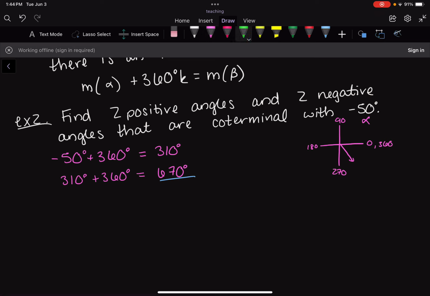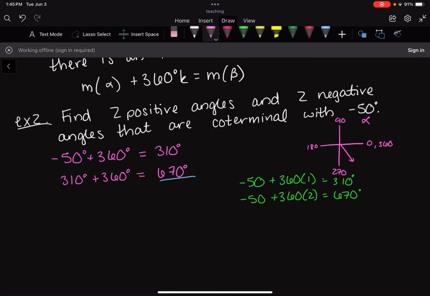So in my math lab, what they're going to tell you for this one is they're going to say to do negative 50 plus 360 times 1, and that gives you 310. And then they're going to say, then take negative 50 plus 360 times 2, and that's how you'll get 670. Both of these are correct. It's just one way is using the formula a little bit more to the T, whereas we're more so just kind of using the idea of coterminal.